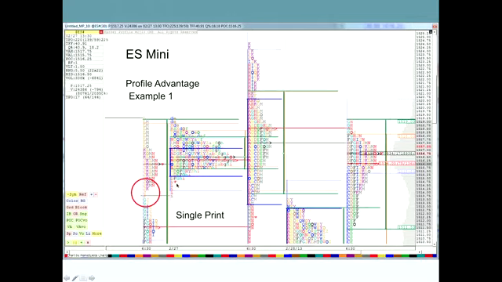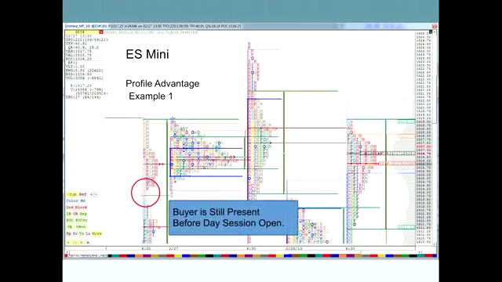Coincidence, random stuff? Right, exactly. That buyer is still buying right there, okay? Now, we're going to move on, and we're going to take a look at what happens the following day when the session opened. Buyer is still present. They have not gone away.